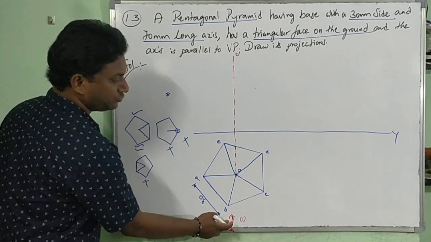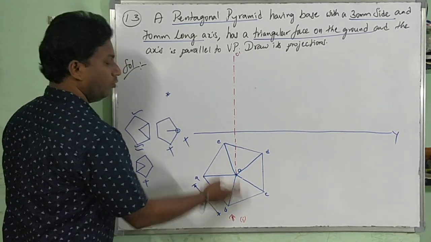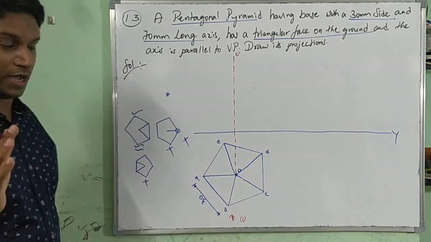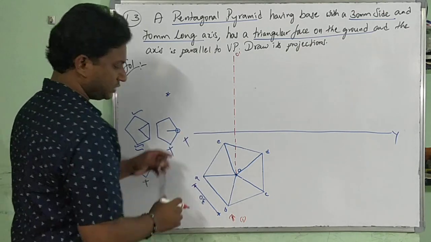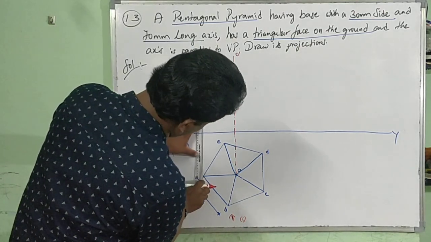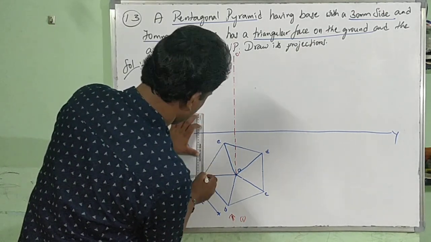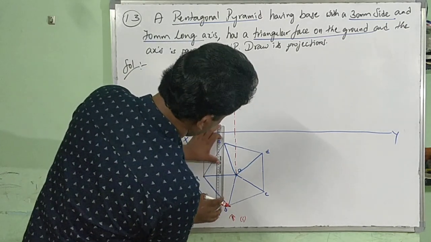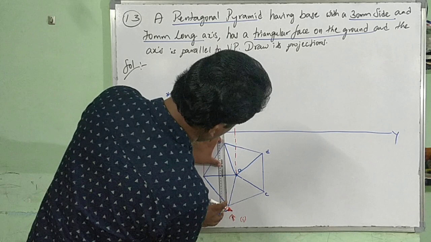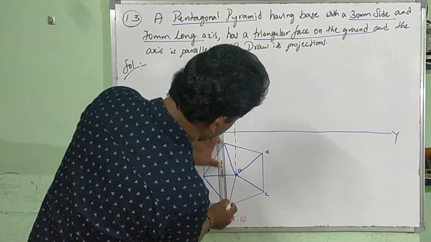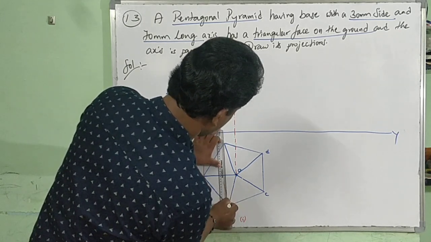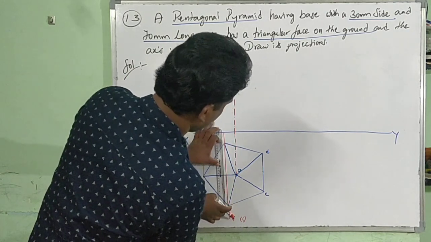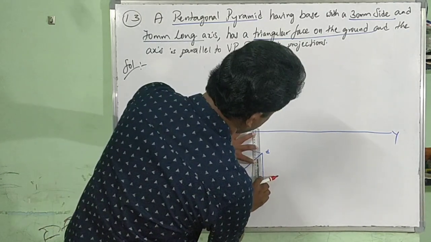Now from here I observe what edges I have to draw in thick and thin. For that I have to draw projectors first. See, for that from A onto the XY line. From B, if you observe, B coincides with E. D, they come in the same line.